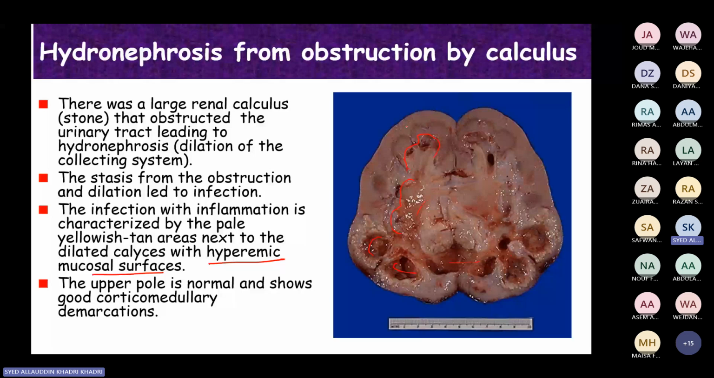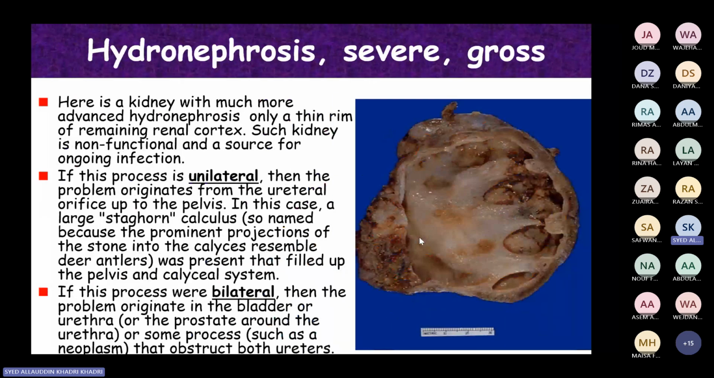And you can see over here on the upper pole a nice demarcation of the cortex in the middle. But over here down this particular area, the cortico-medullary demarcation goes off. This is all due to compression, and this will cause pyelonephritis. Keeping in view this more advanced hydronephrosis, only a thin rim of remaining renal cortex is seen over here. Such a kidney is non-functional and a source of ongoing continuous infection.